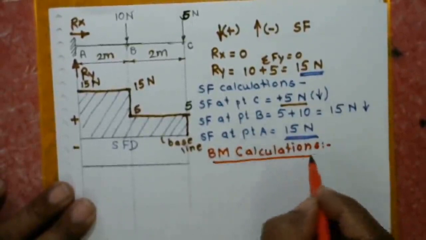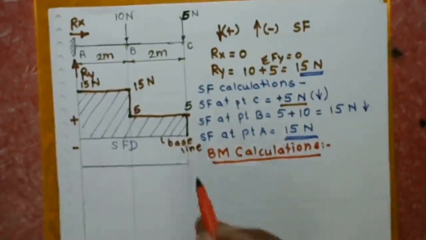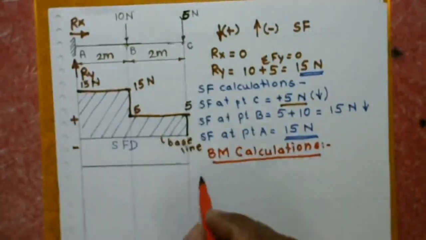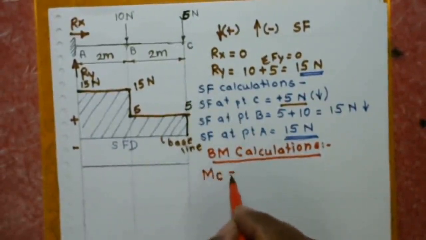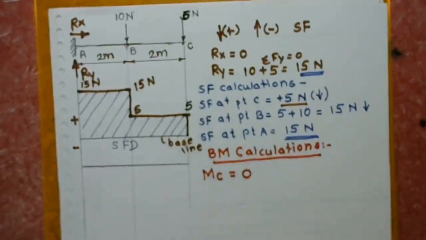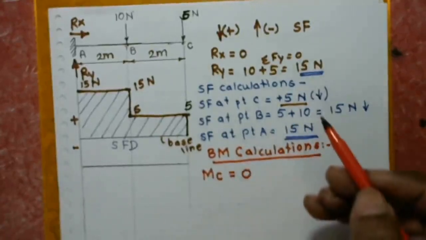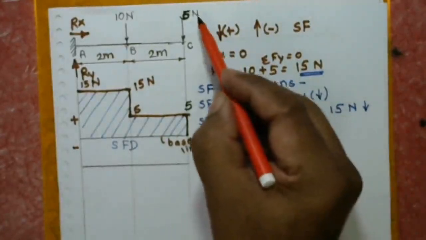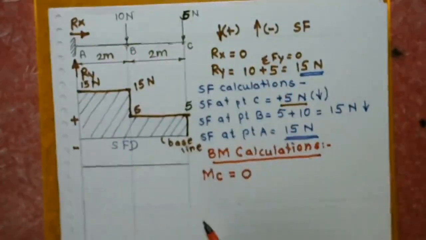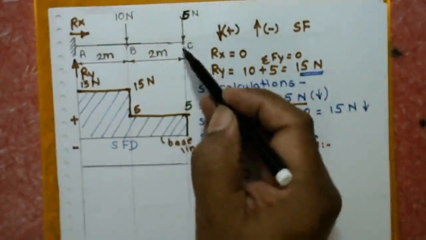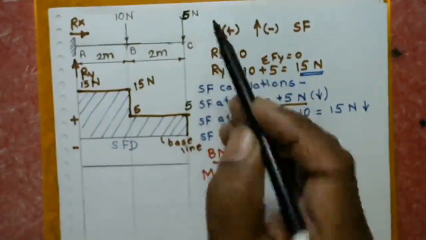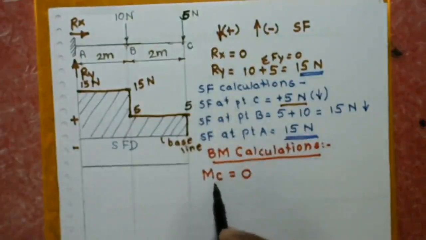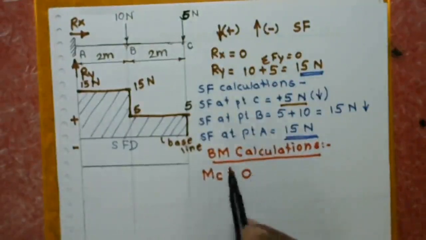You know, at the free end of the beam, bending moment is 0. So bending moment at point C is equal to 0. In another way, we may say moment. What is meant by moment? Moment is force into perpendicular distance. If we consider the force here, force is 5 Newton, it is acting on point C, so distance of point C is 0. So 5 into 0 becomes 0. That's why we may say here bending moment at free end is equal to 0.